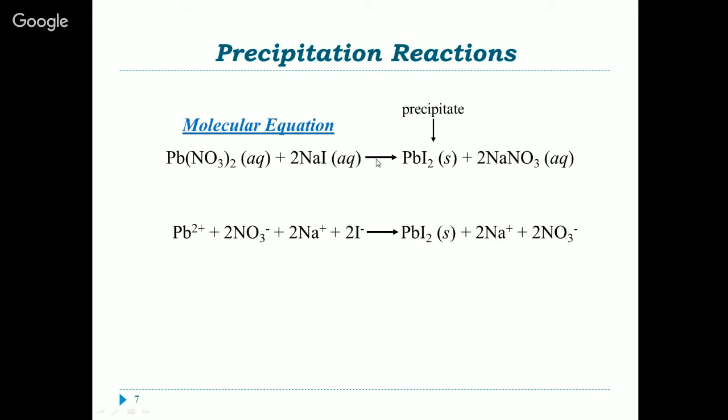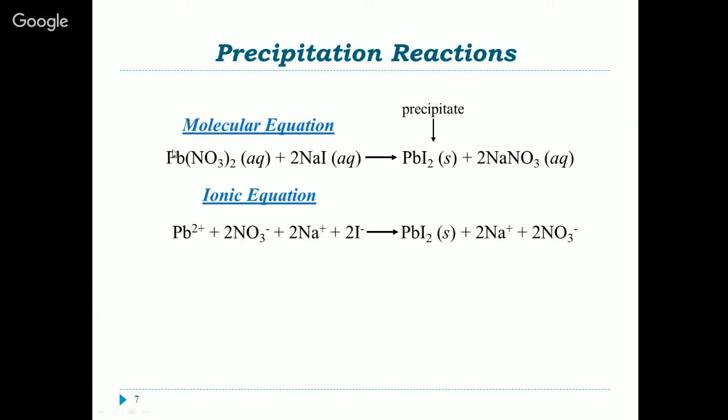This here is what we call a molecular equation because we have everything in its correct formula. Everything is together, nothing is dissociated. Here we have an ionic equation, and the ionic equation results from the fact that if you have something that has an (aq), which stands for aqueous, that means that this substance actually exists in its ionic form.